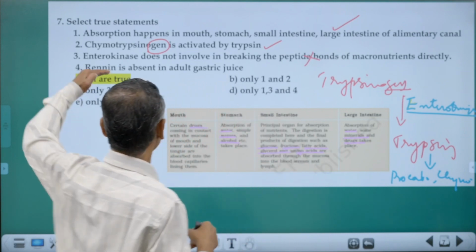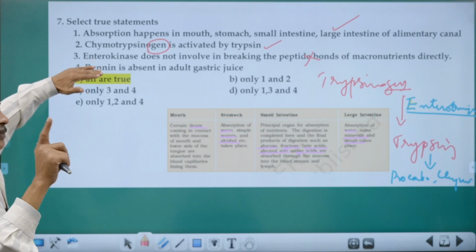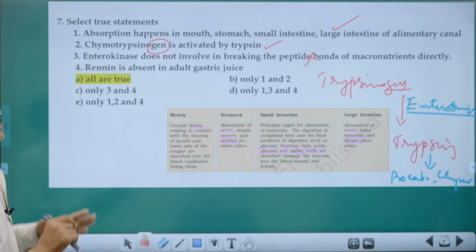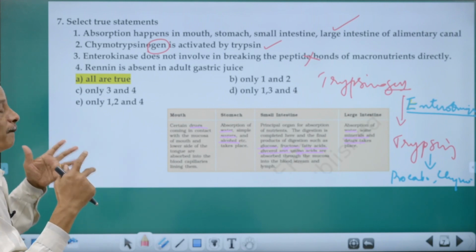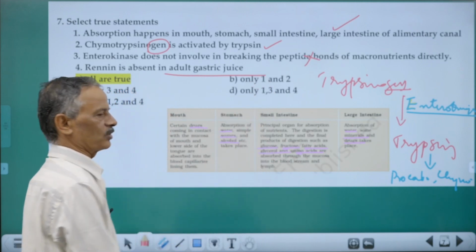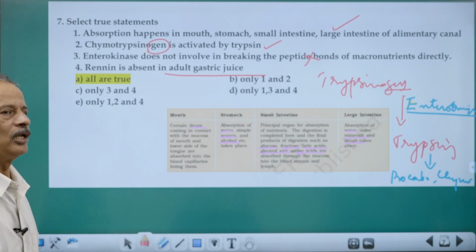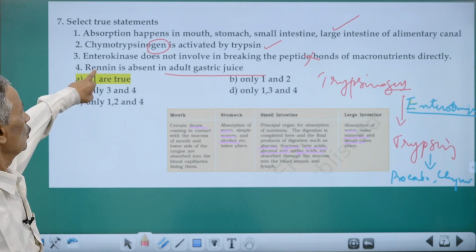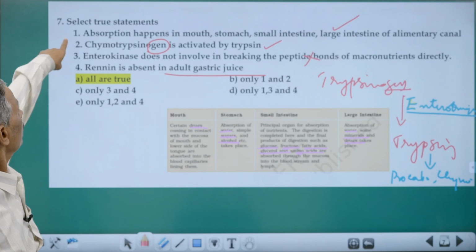Renin, spelling is N, double N. That is the enzyme present in small children, which is responsible for the curding of milk. It is absent in adult gastric juice. Correct. It gradually decreases in amount as the baby grows and will become completely lost. Okay, so renin is absent in adult gastric juice. So all are correct.